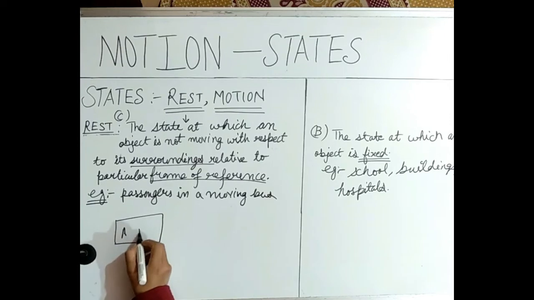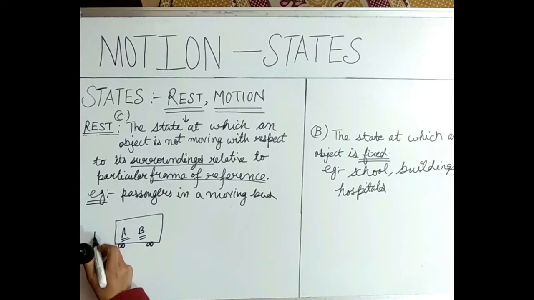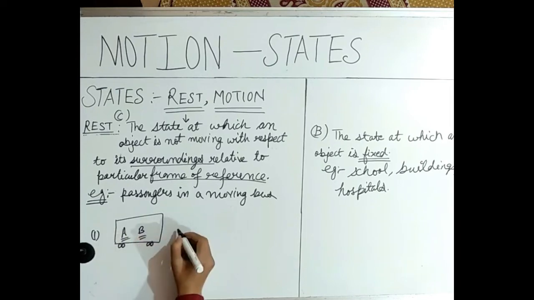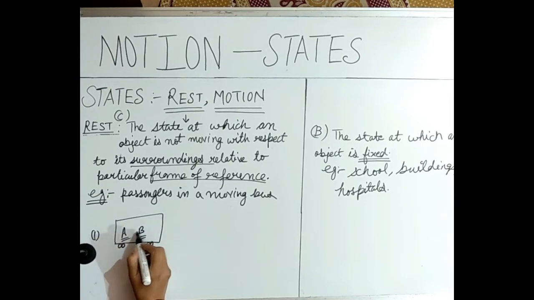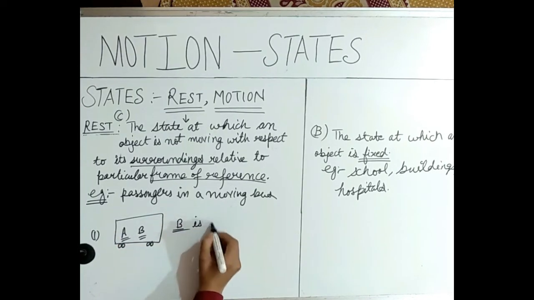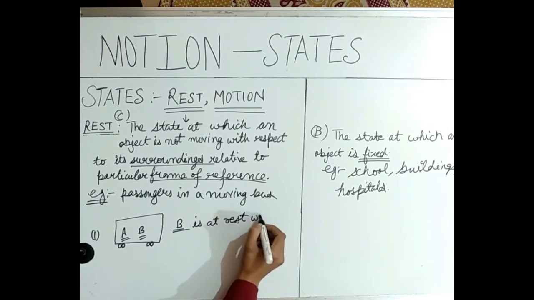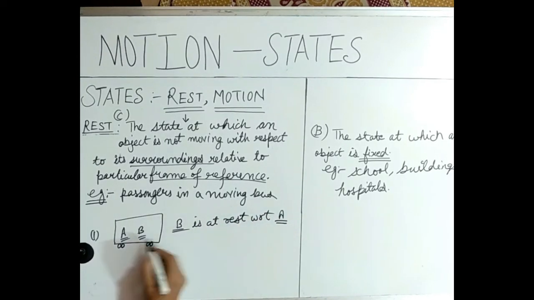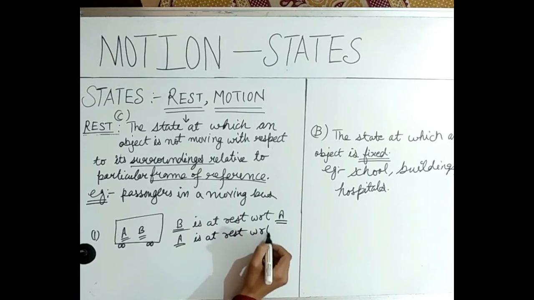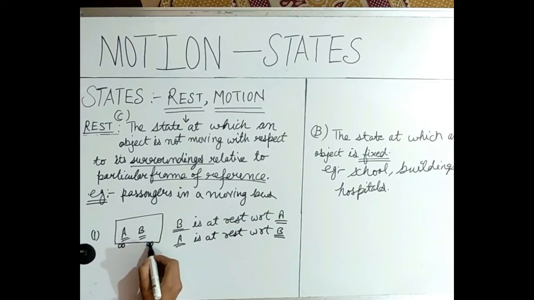For example, there are two passengers in a moving bus, A and B. This is case number 1. When A looks at B, he will find that B is at rest. And when B looks at A, he will also find that A is at rest. So B is at rest with respect to A, and A is at rest with respect to B, and the bus is moving. In a moving bus, when any passenger looks at the fellow passengers, he will find them at rest.